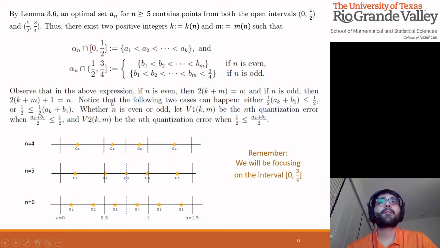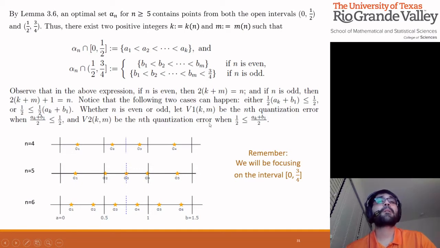Notice that the following two cases can happen. Either the boundary of the Voronoi region between AK, remember, the last element in the interval 0 to 1/2, and b1, the first quantizer in the interval 0.5 to 3/4, can be less than or equal to 1/2, or it can be the other way, greater than or equal to 1/2. It doesn't matter whether n is even or odd.